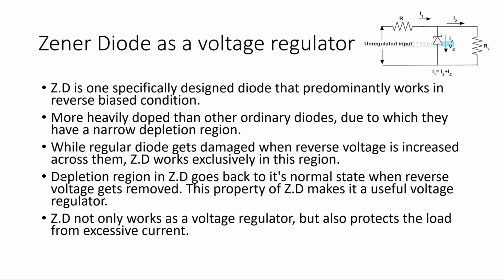Now, this point is also important. When he asks a short note about Zener diode or Zener diode as a voltage regulator, please mention this point. Depletion region in Zener diode goes back to its normal state when reverse voltage gets removed. And this property of Zener diode makes it a useful voltage regulator.